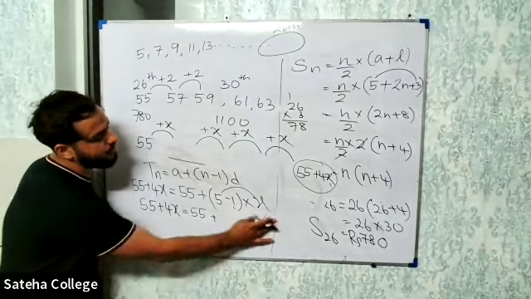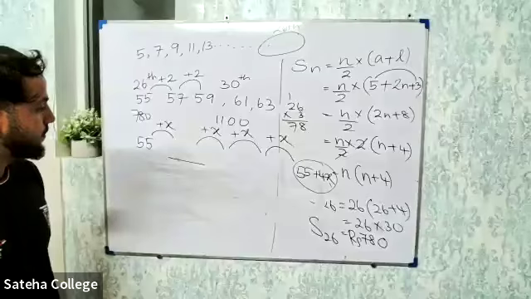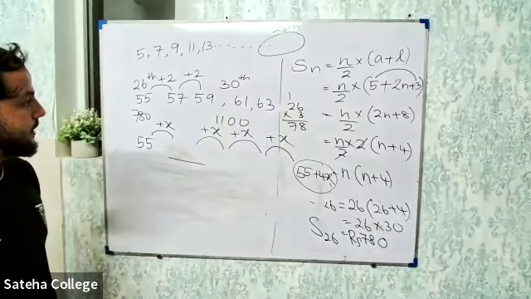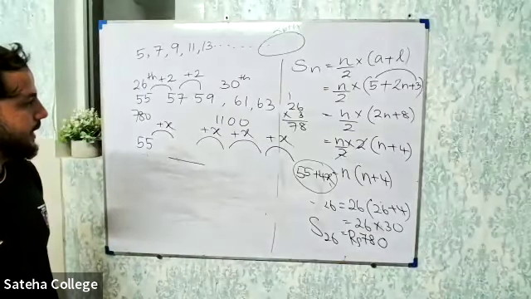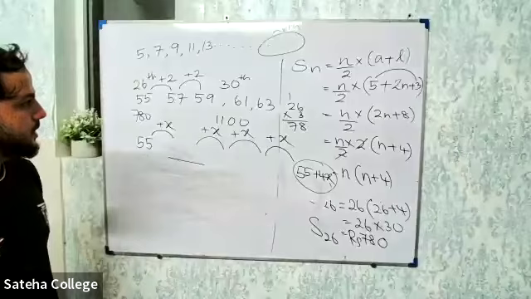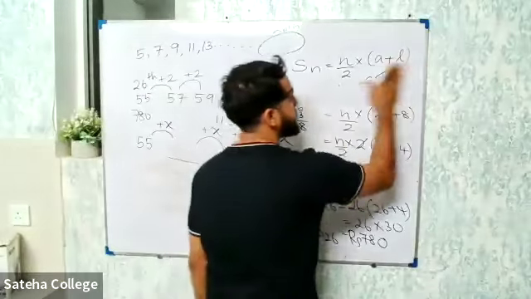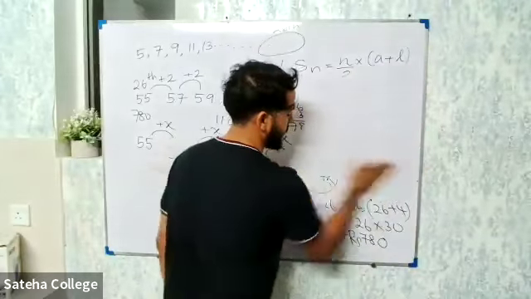What can we do here? Any ideas? 1100. Yes. We can use the Sn equation. Okay. We'll try that. Try using the Sn equation.